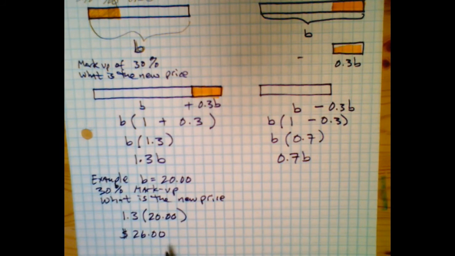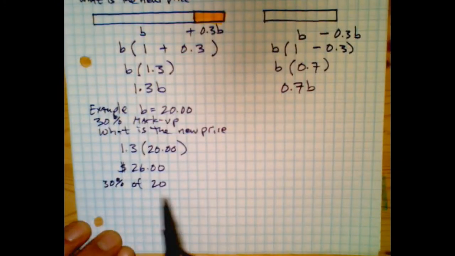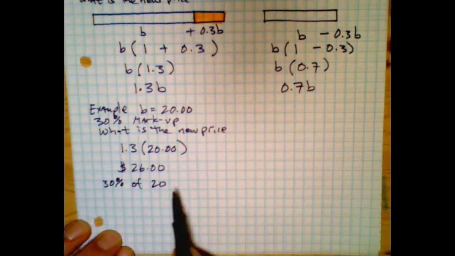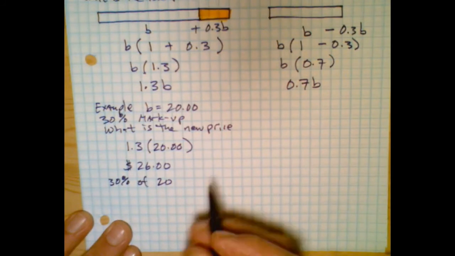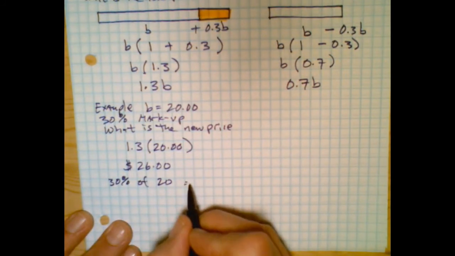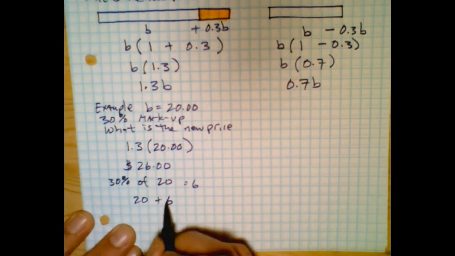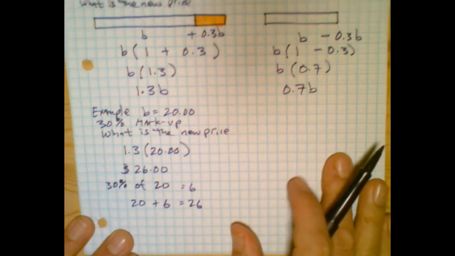1 3/10 times 20, if I plug it in a calculator, I'm going to get $26. And this should make sense, because if I simply asked what's 30% of 20, well, 10% of 20 is $2, and 30% would be 10 plus 10 plus 10, or 2 plus 2 plus 2, or $6. So 30% of 20 is 6. 20, my original cost, plus 6 is 26. So I get 26 thinking about it both ways.